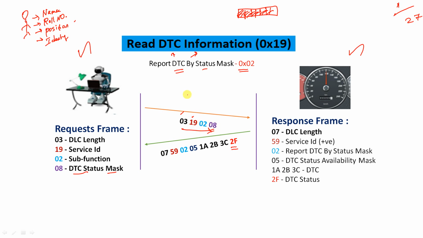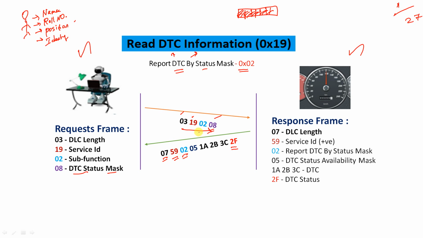The literal format to report DTC by status mask is: after the subfunction, we have to use the DTC status mask. What output the DTC will give for this DTC status mask will be explained. If this part is not clear, please comment and I'll try to clear it in a separate video. We have separate videos for these terminologies, but in this video you have to understand the frame format and how we can retrieve the DTC. So this is a request frame. Coming to the response frame, again 7 bytes have been occupied, so 7 bytes the ECU has given. Then 59 is a positive response.